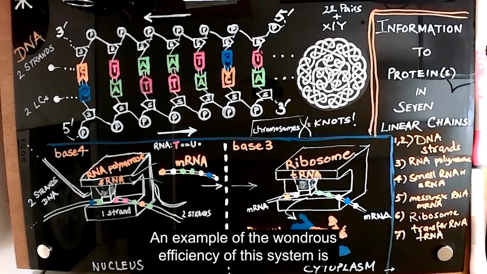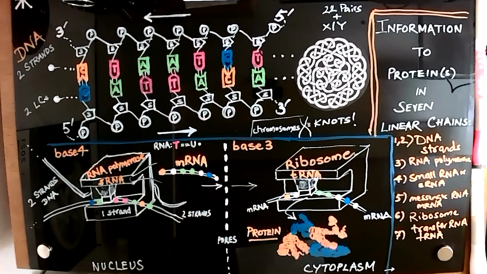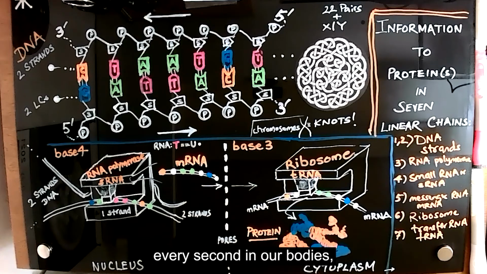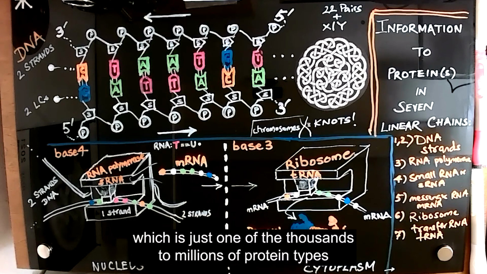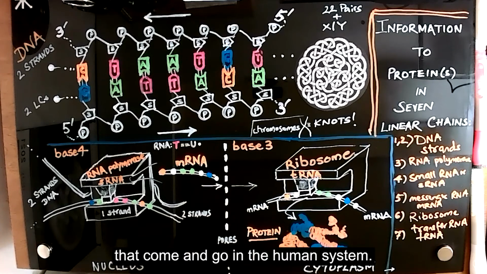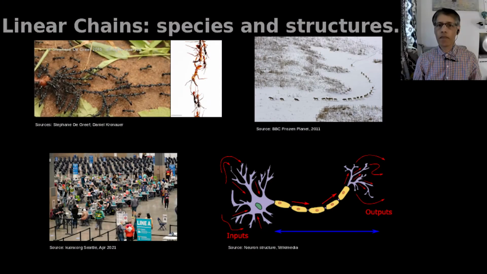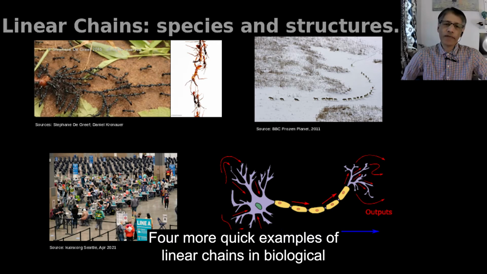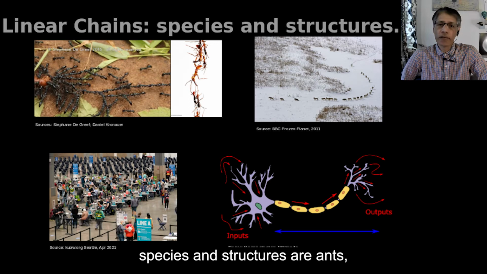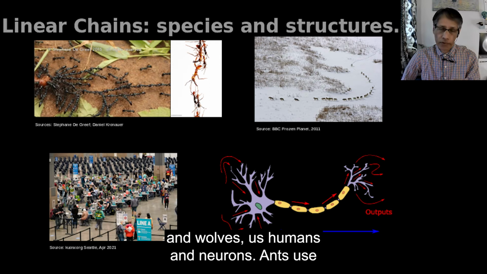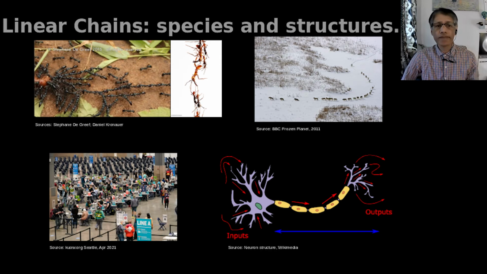An example of the wondrous efficiency of this system is 100 trillion hemoglobin molecules produced every second in our bodies, which is just one of the thousands to millions of protein types that come and go in the human system. Four more quick examples of linear chains in biological species and structures, as shown. Ants, wolves, us humans, and neurons.